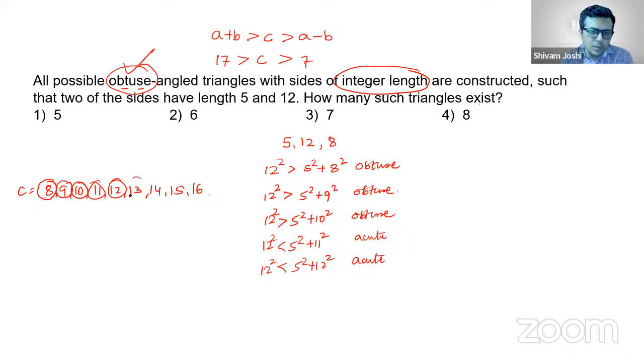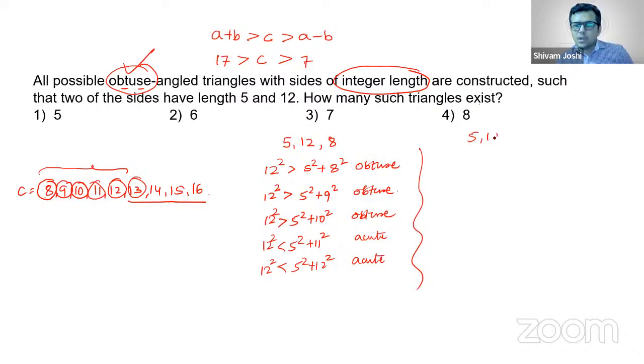Okay. Now moving to 13. As soon as you enter the last four values, that is 13 onwards, your longest side will change. So far, we have been saying that 12 is my longest side because the combinations were 5, 12, 8, 5, 12, 9, 5, 12, 10, and so on. So 12 used to be the longest side every single time. But now, when I take 5, 12, 13, I cannot say that 12 is the longest side. My longest side has changed in the combination of 5, 12, 13. So 13 is the longest side, and therefore, I'll be comparing 13 squared with 5 squared plus 12 squared.